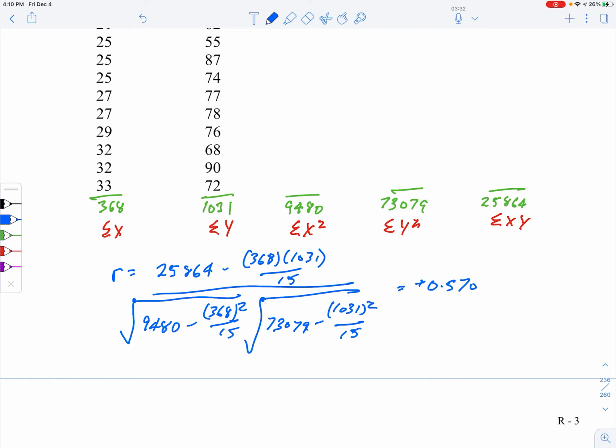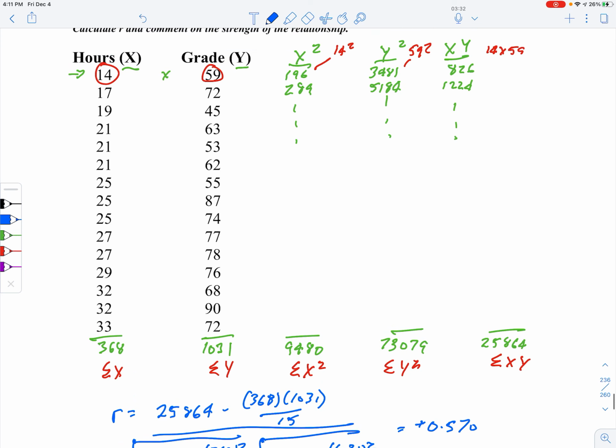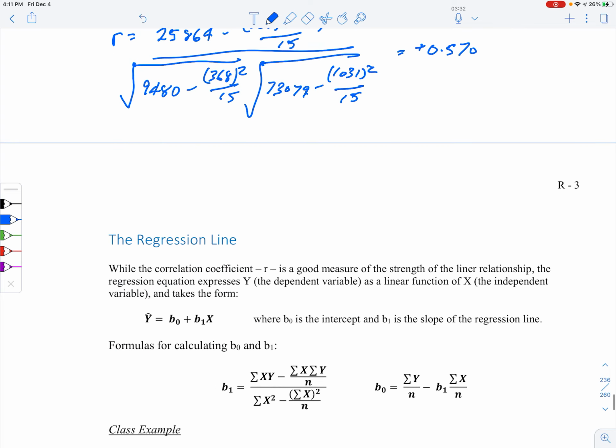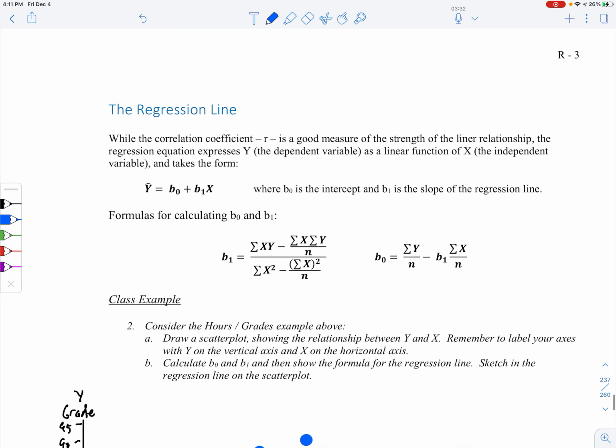So a fairly strong positive correlation. We wouldn't say it's a super strong correlation, but it's fairly strong and it is positive. So as X increases, Y increases. So we're saying that the more you study, the higher your grade should be. Obviously, this is something which we all agree on. Well, your instructors do anyways.